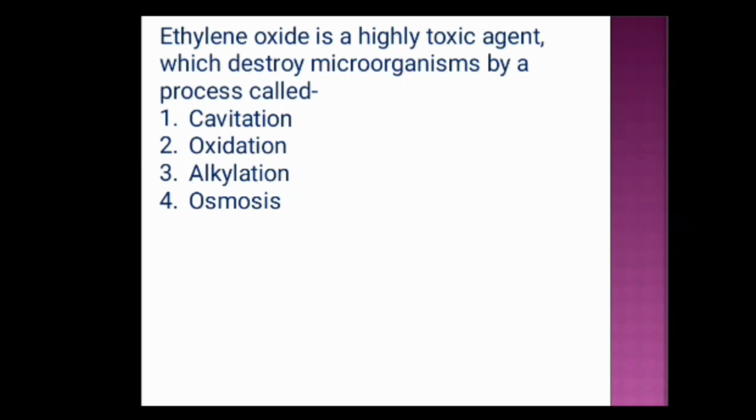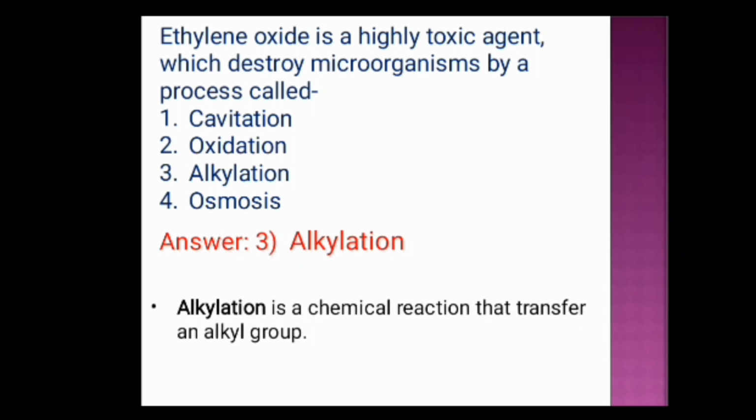Ethylene oxide is a highly toxic agent which destroys microorganisms by a process called option 1 cavitation, option 2 oxidation, option 3 alkylation, option 4 is osmosis. And the correct answer is option 3 alkylation. So ethylene oxide destroys the microorganism by the alkylation procedure. Alkylation is a chemical reaction that transfers an alkyl group.